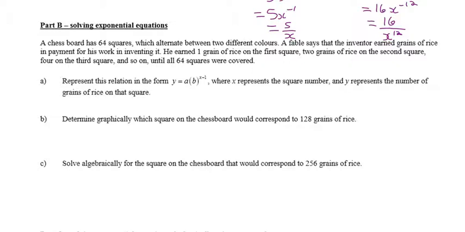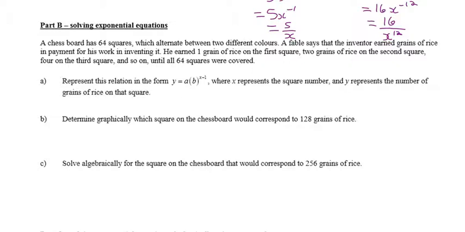So what he said is, I'd like 1 grain of rice on the first square, 2 grains of rice on the second square, 4 grains of rice on the third square, and then just keep doubling it until we reach the 64th square. And the king, who hadn't really taken math classes at all, agreed to this and said, sure, okay, we can do that. Represent this relation in the form.